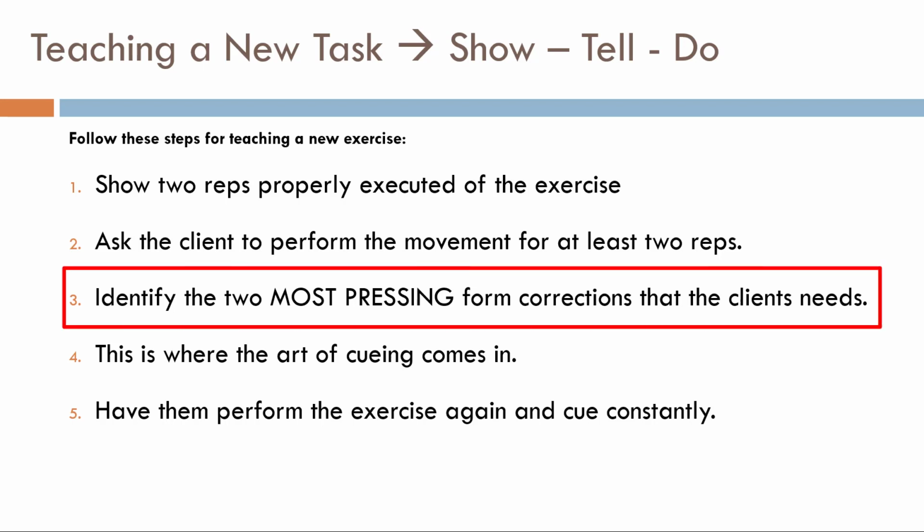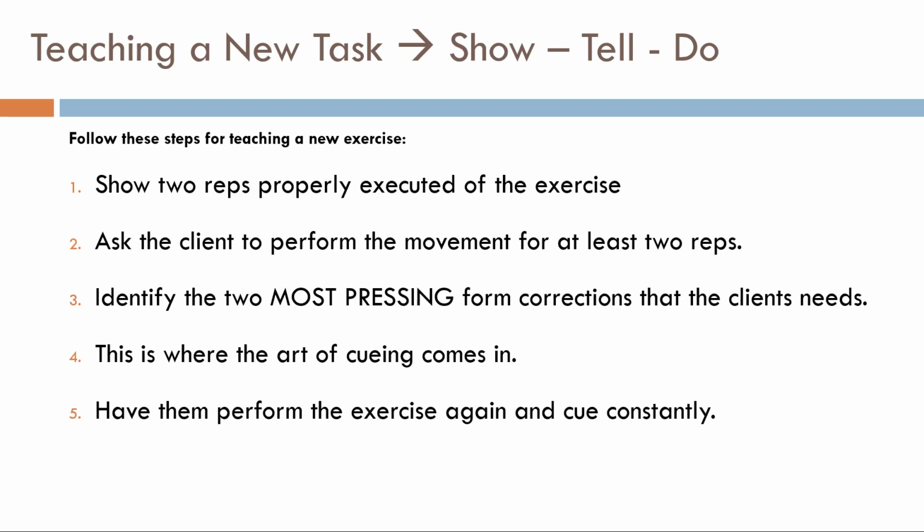Pick one or two most pressing cues that the client needs. Everybody is different. In the example of the squat, one client might need to keep their chest up. Another client might be better served by telling them to brace. Whatever it is, pick one or two things and go with it. And you don't necessarily have to pick two things. If it's just one thing and you think it can have a trickle-down effect, by all means, go for it.